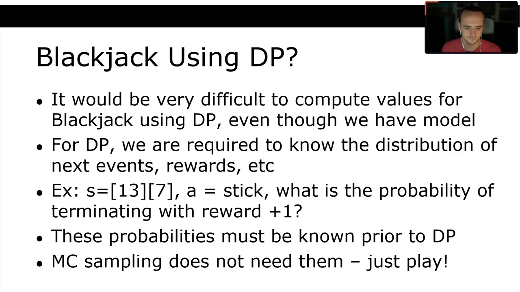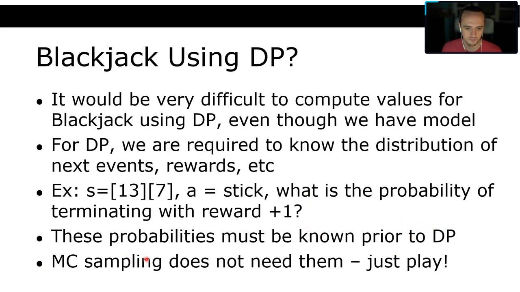Another example: if we are at state 13-7 and our action is stick, what is the probability that we transition to a terminating state with a reward of plus 1? Even though we have the model of blackjack and we know exactly how it works, because it's a randomized game, the probabilities of these transitions are hard to figure out. And they must be known in order to use dynamic programming.